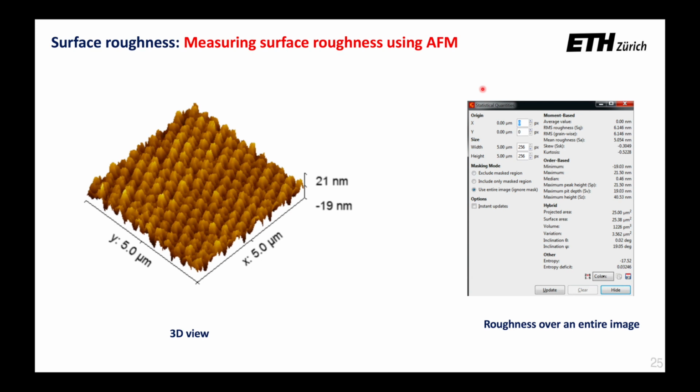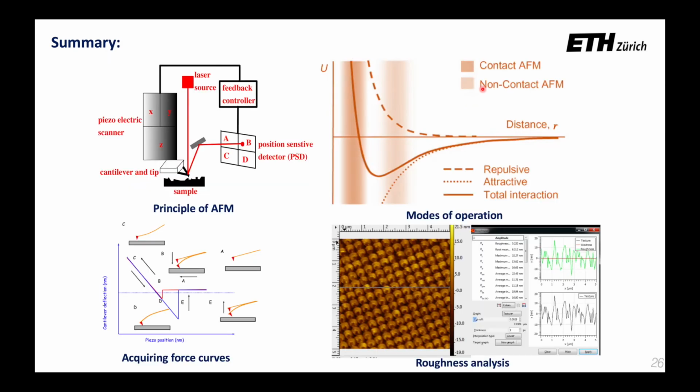So that's all about this lecture. In summary, I hope you learned a little bit about AFM and the principle of AFM, the modes of operation, as well as acquiring a force curve and how you can use this force curve to extract the adhesion as well as the elastic property of the sample. At the end, I assume that you learned about surface roughness, different kinds of surface roughness, and how you can extract the roughness parameters from the acquired AFM image.